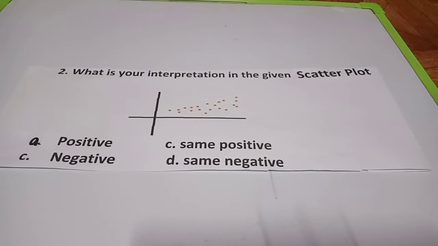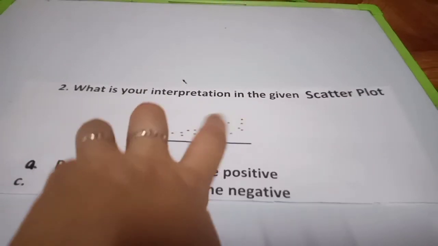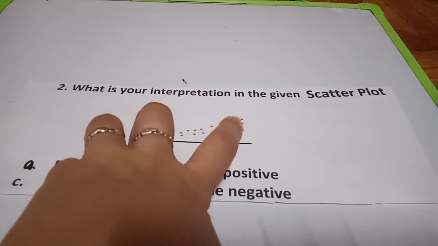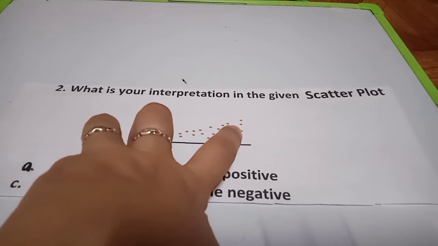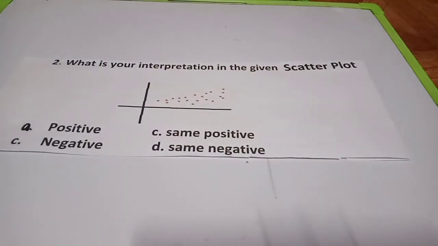Okay, look at this figure. What is your interpretation of the given scatter plot? If this is the scatter plot, what will be the interpretation although it has dots lower? It means that is semi-positive. Take note, semi-positive, not positive. Why? Because all the dots are going up and down.